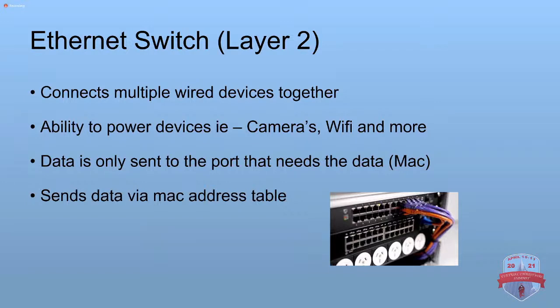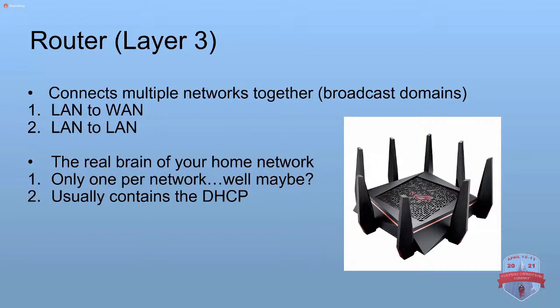Your next device is the one I was telling you is kind of the all-in-one. It's your router, right? You see this big demon-looking one that's right here. It's got all these antennas and is supposed to be bad to the bone, call it the stealth or whatever you want. I think this particular one's an ASUS, but what is it that it actually does? Like I said, it connects multiple networks together, multiple broadcast domains together. So outside to inside, or basically inside to inside. It is the real brain of your home network.